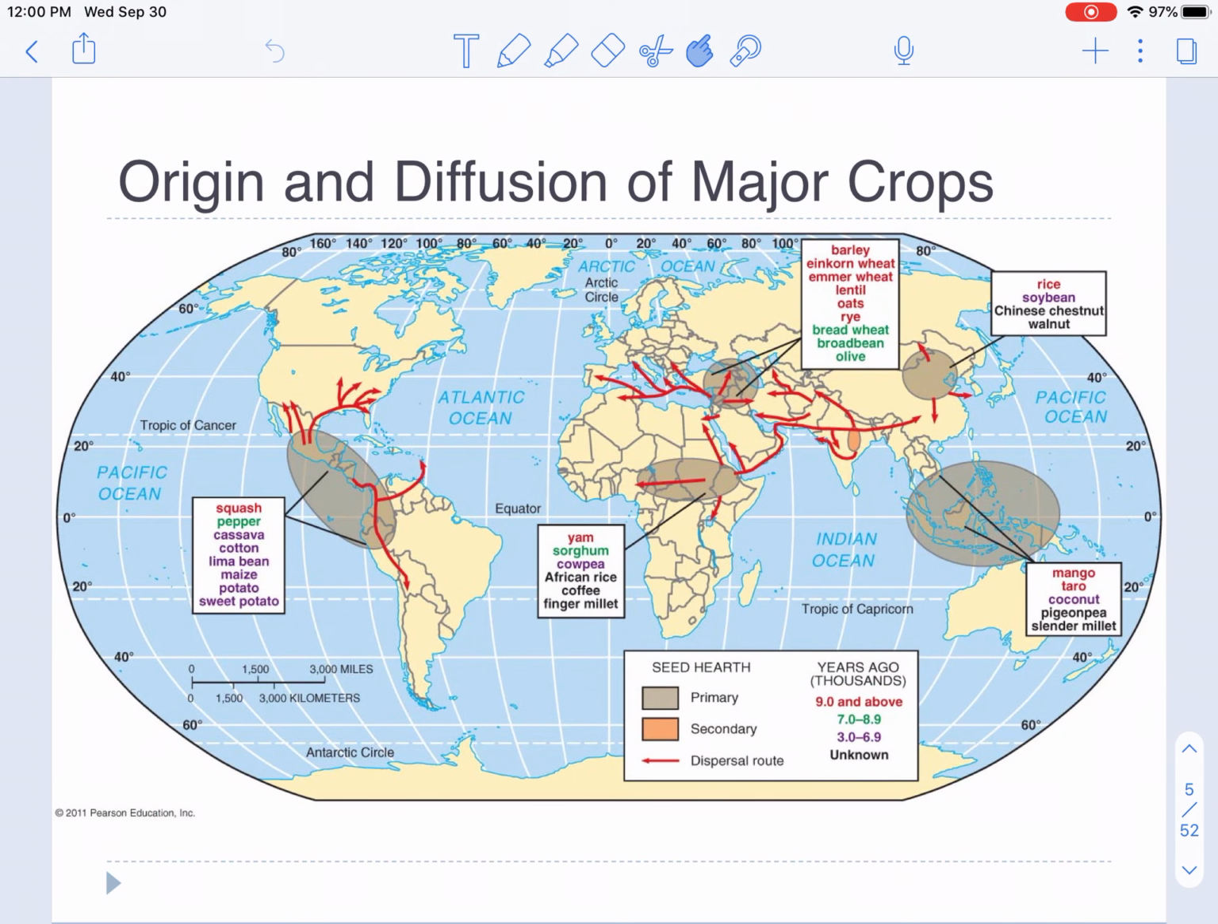Map of the world here is showing the origin and diffusion of the major crops that have been mentioned. When you look at over 10,000 years ago, you're looking at things like squash, yams, barley, wheat, lentil, oats, rice, and mango and taro. Some of the other plants or crops you see get developed later, the idea of being able to replant these things. And then as you check out the diffusion of it, or the spread, you can see the different routes from the hearths that these items took.